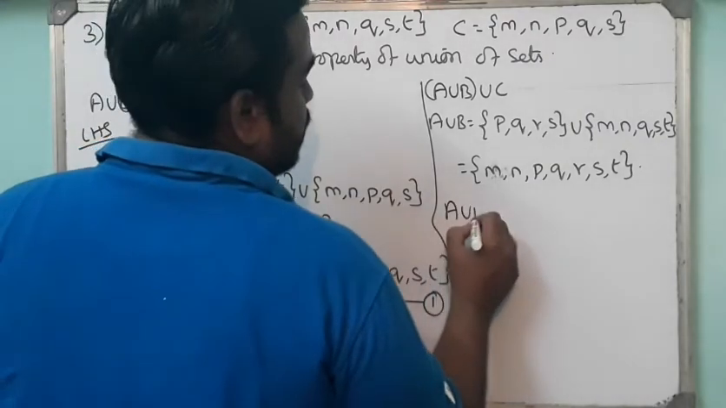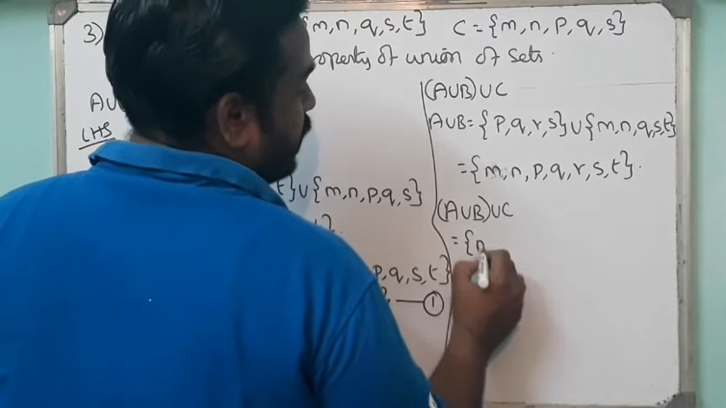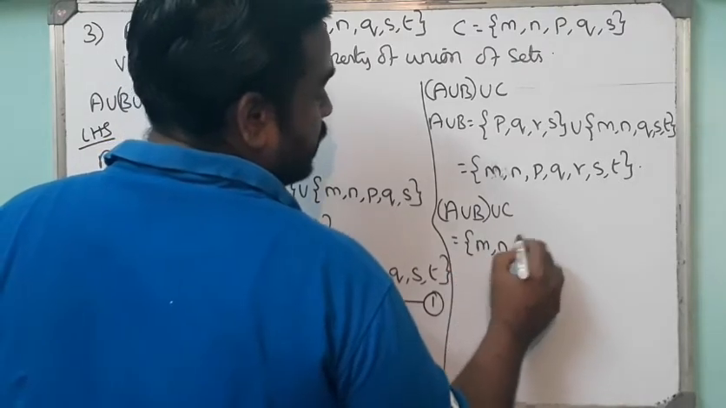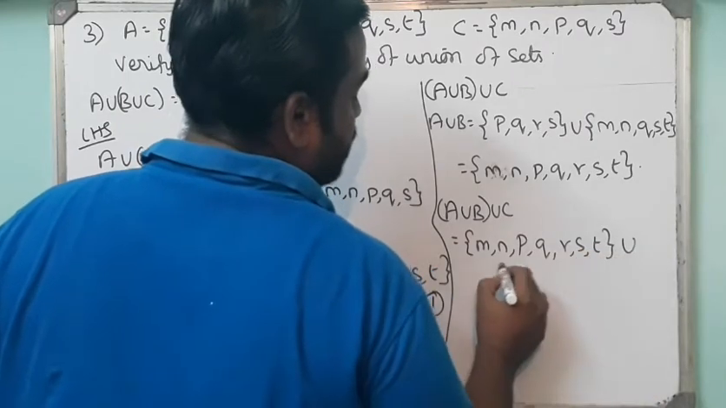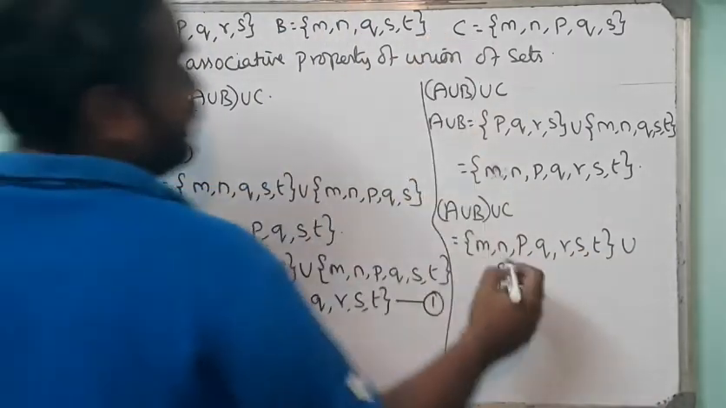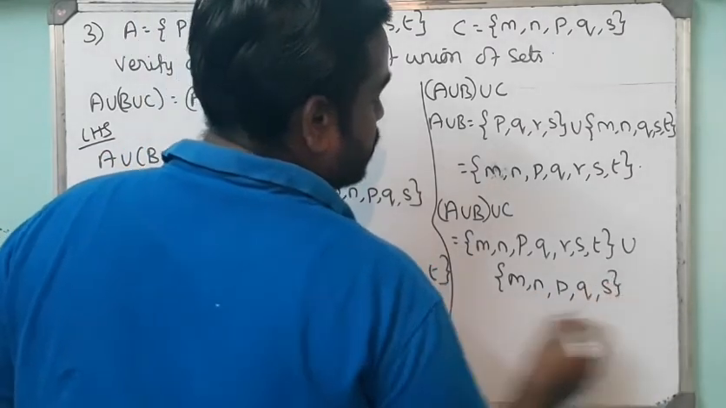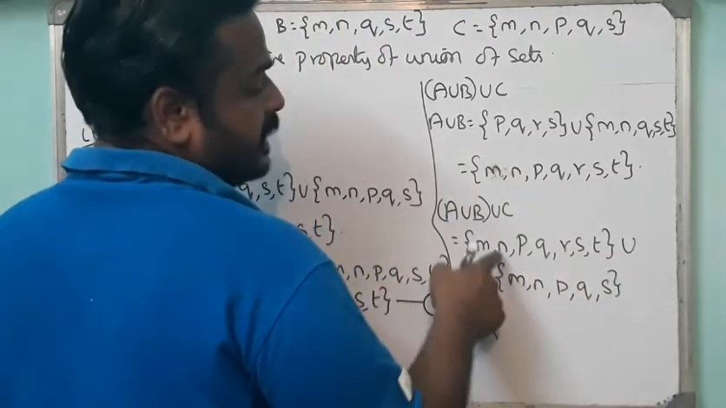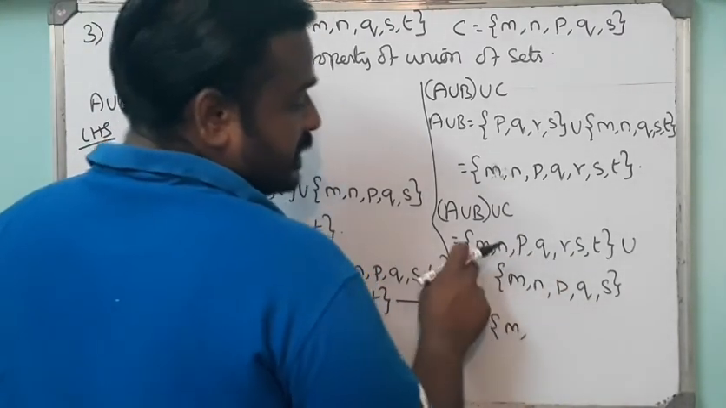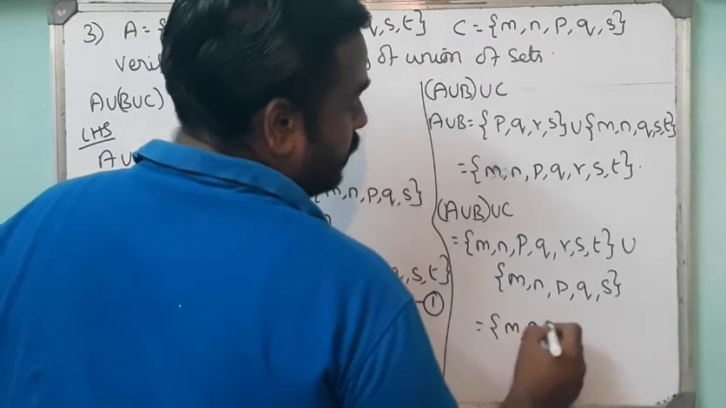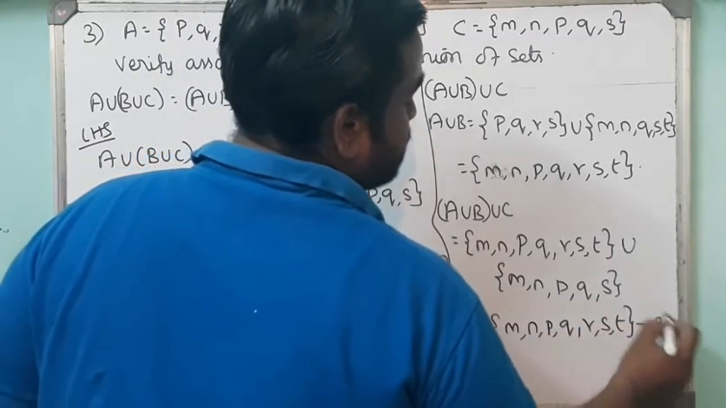The next one is A union B union C equal to, A union B you can write once again, M N, the result P Q R S T union C. What is set C here? M N P Q. Yes. So all the elements are present already. M N P Q S. So you can write down this set alone. M N P Q R S T. Take this as equation 2.